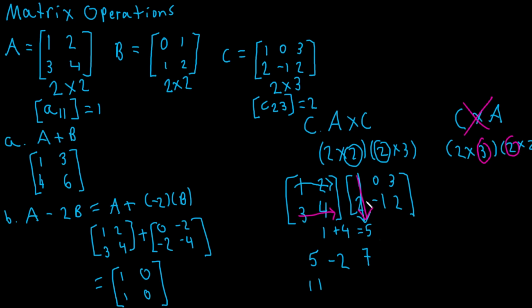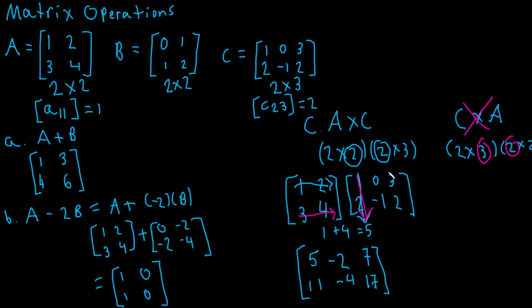So row 2 times column 2, 3 times 0 is 0, 4 times minus 1 is minus 4, so 0 minus 4 is just minus 4. And finally, we can do this for the last column. So 3 times 3 is 9, 4 times 2 is 8, 9 plus 8 is 17. So that would be row 2 times column 3, and that would give us the entry 2, 3 in our new matrix. And we're done. This is the resulting matrix from matrix multiplication.